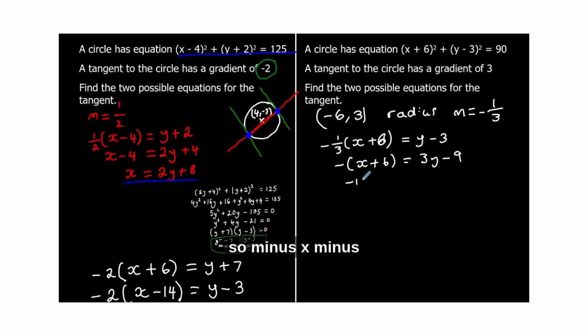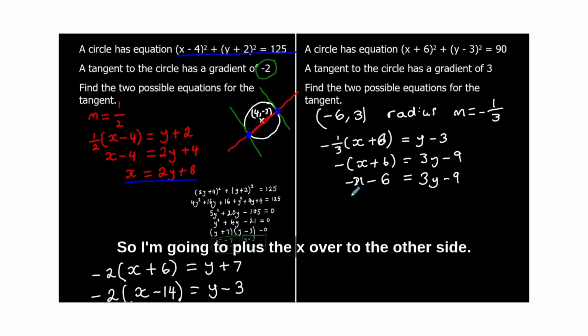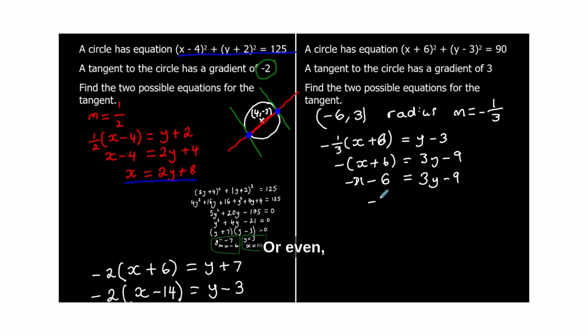and expand the bracket. So minus x minus 6 equals 3y minus 9. I want x equals or y equals, so I can substitute it in easily. So I'm going to plus the x over to the other side. Or even, let's just add 6 to both sides. And then times 3 by negative 1. So x equals minus 3y plus 3.